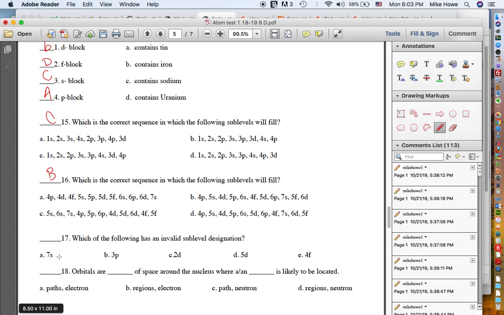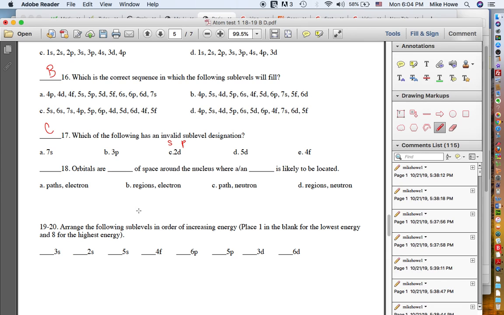Okay, what's invalid? Was there an s orbital in the 7th energy level? Yeah. A p orbital in the 3rd energy level? Yes. A d orbital in the 2nd energy level? No, because the 2nd energy level only has S and P. So it's 2d, doesn't make any sense. And then orbitals are regions of space around the nucleus where an electron is likely to be located. They're not paths because we don't know how they move in any particular direction. So it's just a place in three-dimensional space where you'd find electrons.